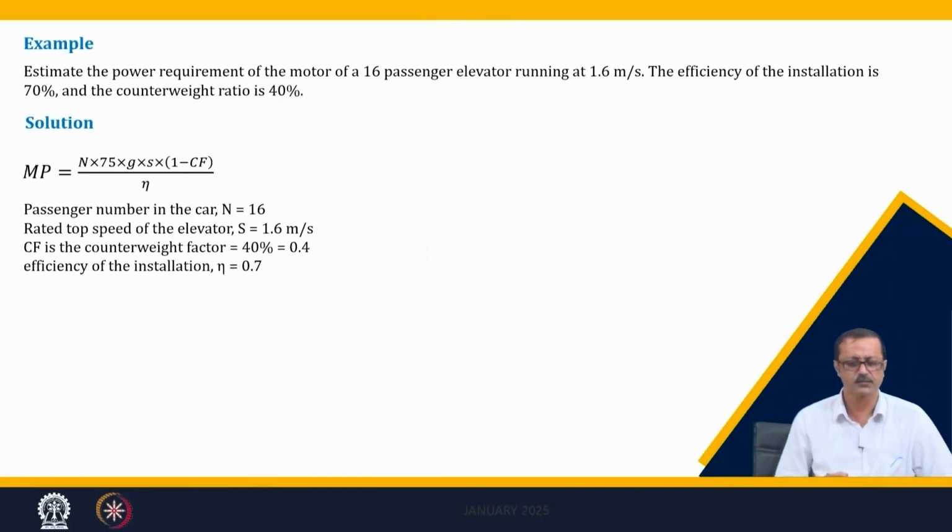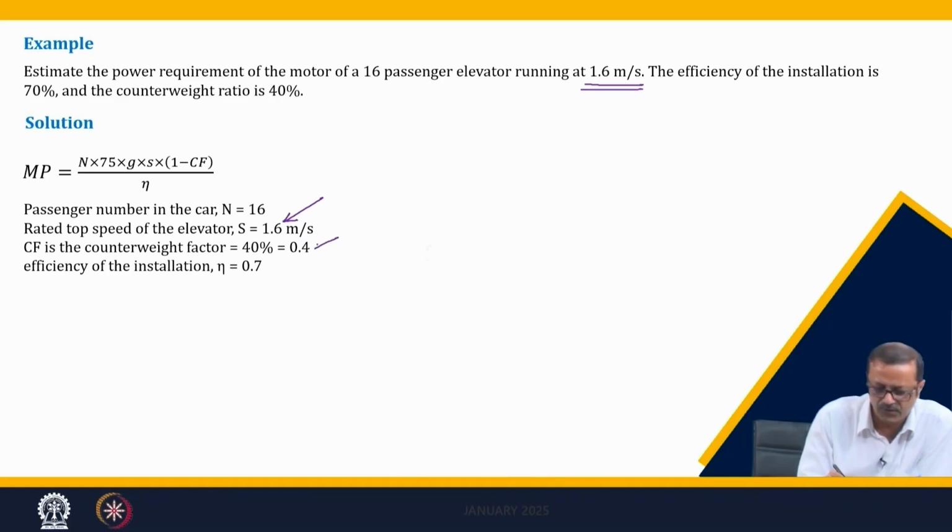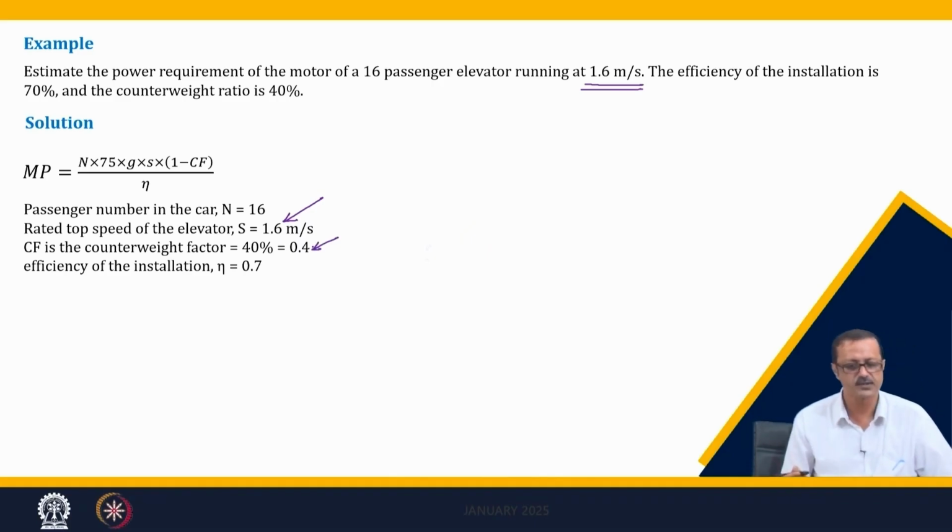So, for this particular problem, it is a very straightforward problem. A 16 passenger elevator, I want to find out how much is the capacity, how much is the rated motor power, how much motor I have to install. So, I have values like n is 16, 75 is the weight, I know the value of G, the value of S is given as 1.6 meter per second is the rated speed, counterweight is 0.4 and efficiency 70% or so.